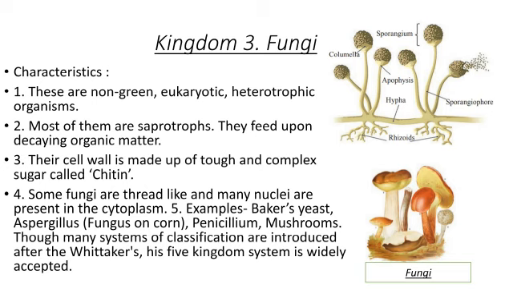Fourth, some fungi are thread-like and many nuclei are present in the cytoplasm. Fifth, examples are baker's yeast, aspergillus, fungus on corn, and penicillium mushrooms. Though many systems of classification were introduced after Whittaker's, his 5-kingdom system is widely accepted.